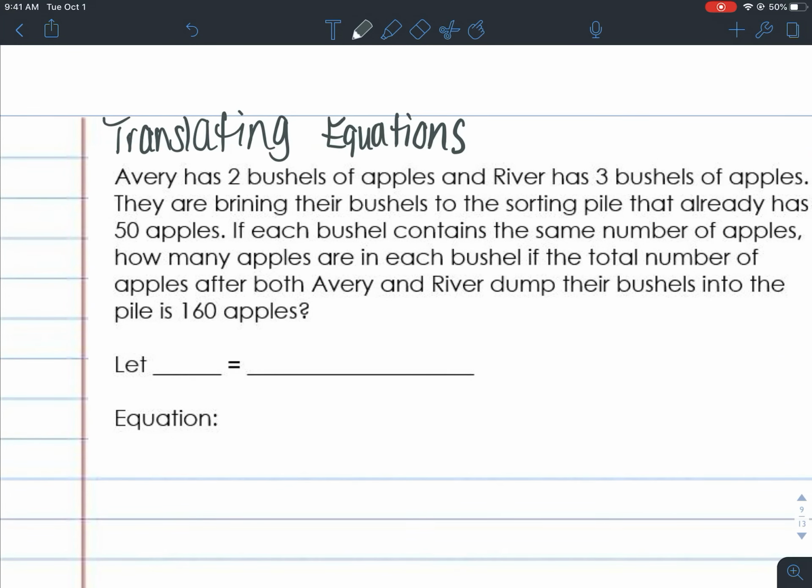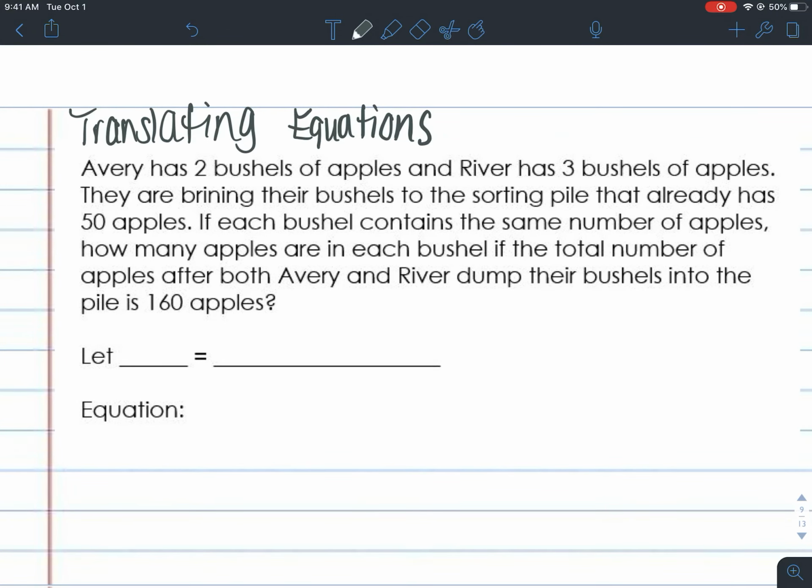Hello, and this is going to be a video that's going over the translating equations notes that we didn't get to in class today. It helps if you have a highlighter so we can walk through and highlight what the context of each question is.